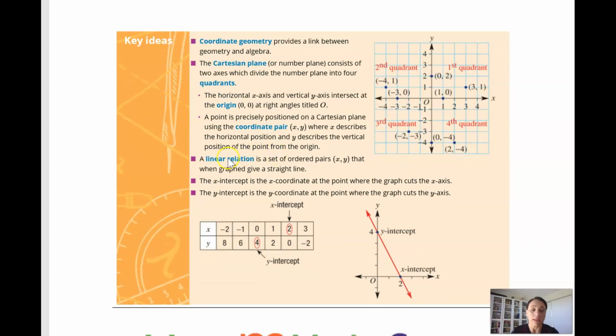A linear relation is a set of ordered pairs that when graphed gives us a straight line. So if I give you 4 or 5 numbers and they're all in a straight line, you can join them with a straight line, we have a linear relationship.